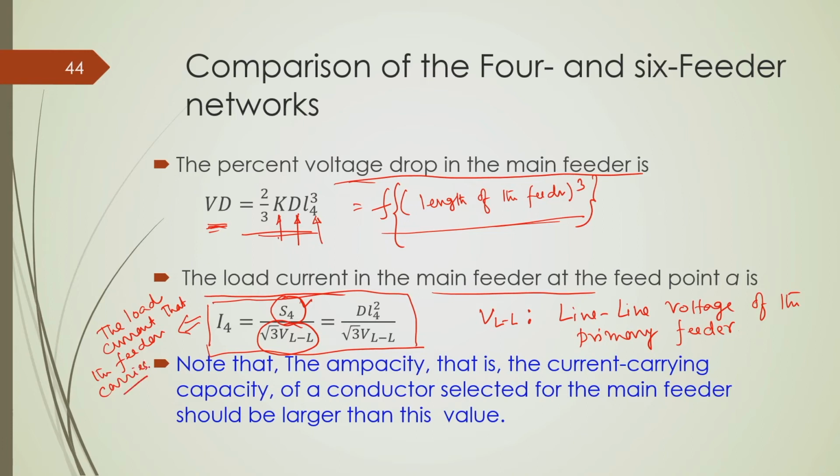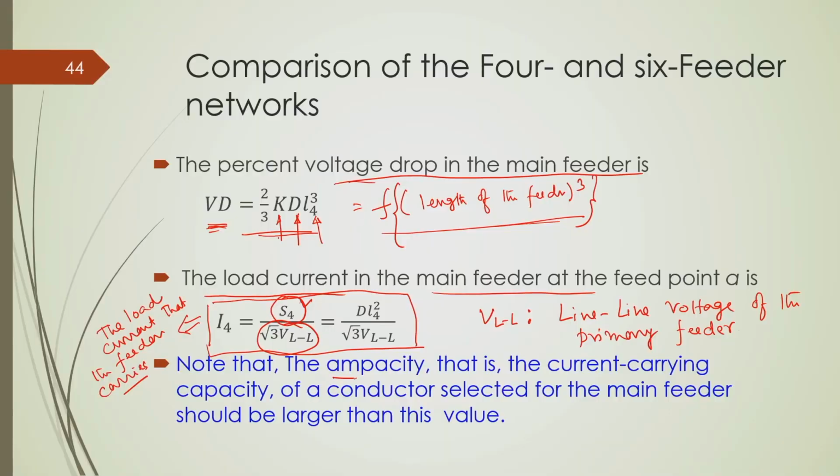Okay. So, I4 is basically representing the load current that the feeder is carrying. Now, there is another concept called ampacity limit or thermal limit. Both are essentially having the same meaning.